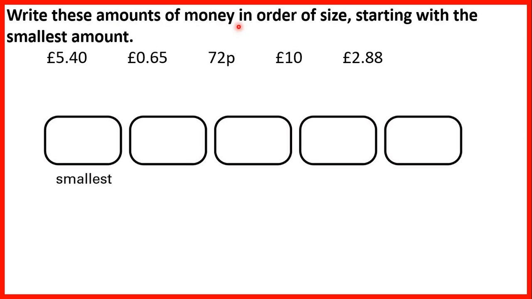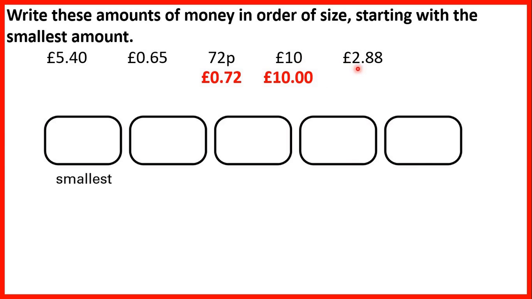Write these amounts of money in order of size, starting with the smallest amount. So we have £5.40, £0.65, so that's the same as 65 pence. Then we have 72 pence, which could be written as £0.72. Then £10, and we could write that as £10 with a .00 on the end to show that we don't have any extra pence in £10.